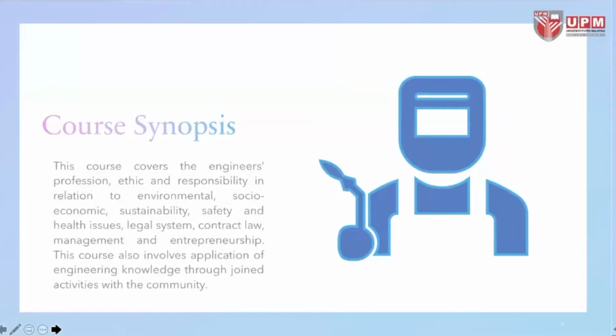So this course also involves application of engineering knowledge through joint activities with the community. So that's the last part, what we call the immersion of the engineers into the society. Because engineers, we are building things, we are maintaining things for the public, the public safety. So we will look into the application of the engineering knowledge that you're going to foster through this particular course, and also apply your engineering knowledge to the benefits of the society. So that is the course synopsis of ECV3011.